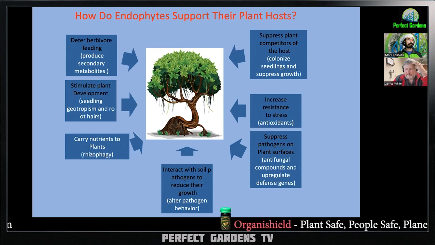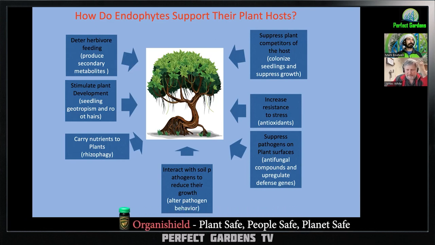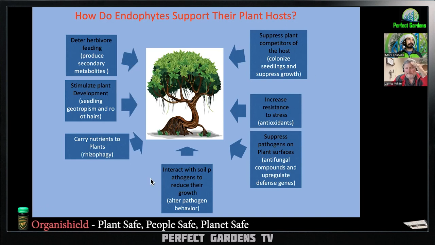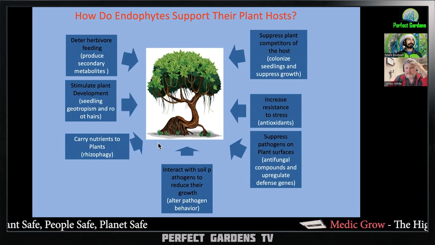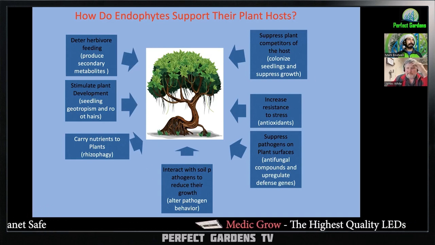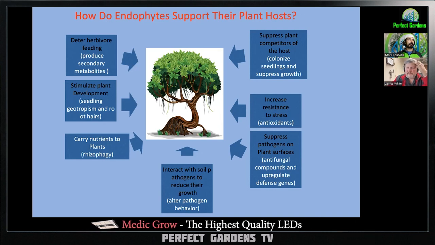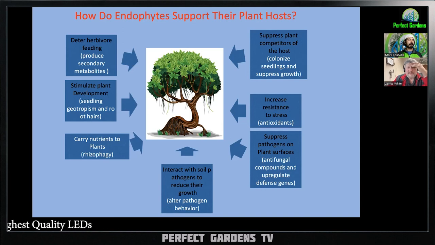If you put too much nitrogen on plants, you'll inhibit these processes. You'll inhibit nitrogen fixation completely. And so you don't get the benefits of natural nitrogen fixation if you're putting chemical nitrogen on plants.